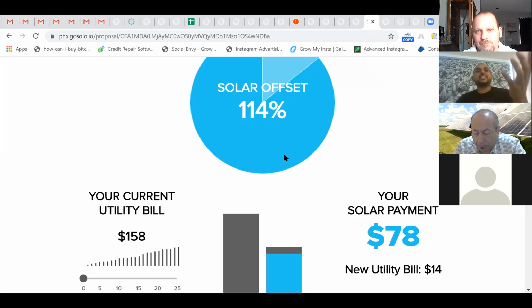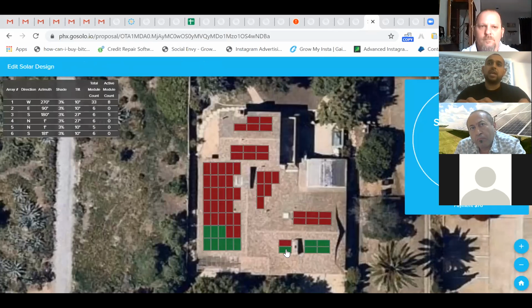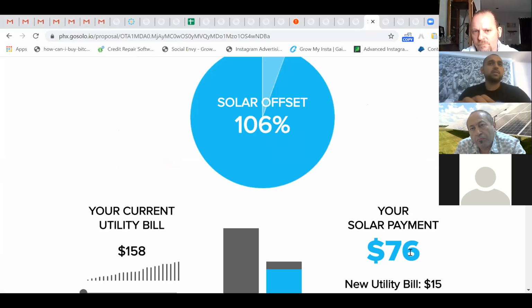By the way, guys, notice this. This is Mr. Homeowner on a 114% offset. This is 14% more electricity than you used last year. So here's what I'll do. I'll toggle. That's what's so cool about these proposals. What if we get you down to 100%? Okay, let's go 106%. At 106%, your payment is $76. Right?